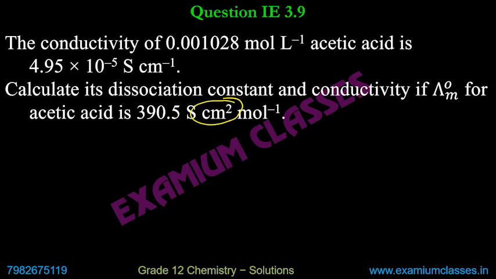Then alpha you can calculate as lambda m by lambda m naught. After that, K is equal to C alpha square divided by 1 minus alpha. And because it is acetic acid, you can write just C alpha square also. That will also give you an approximately correct answer. For very weak electrolytes, K is equal to C alpha square. Alpha in the denominator can be neglected if it is too low, only then, otherwise not.